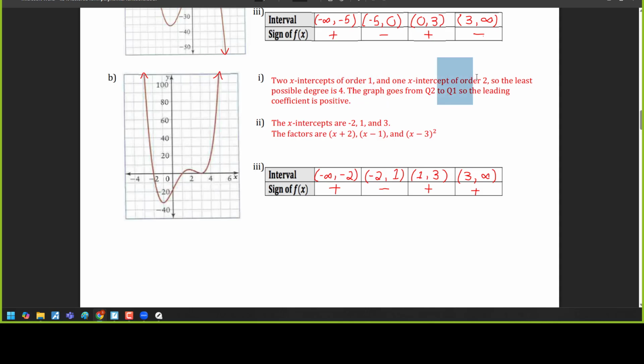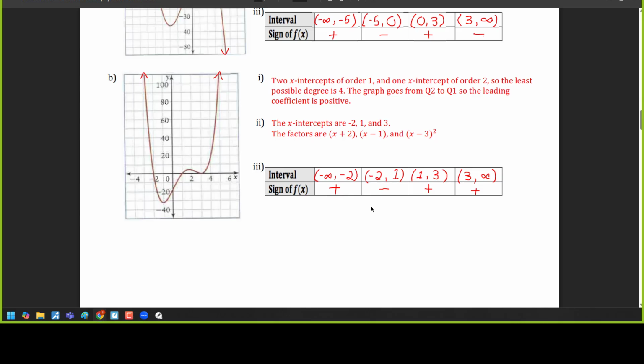So 2 x-intercepts of order 1, 1 x-intercept of order 2, so the least possible degree is 4. The graph goes from Q2 to Q1, so the leading coefficient is positive. X-intercepts are negative 2, 1, and 3. And the factors are x plus 2, x minus 1, and x minus 3 squared.